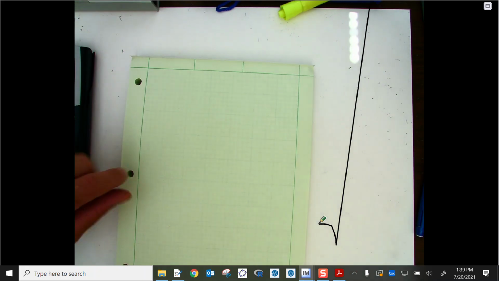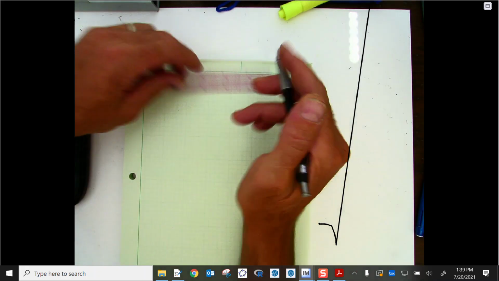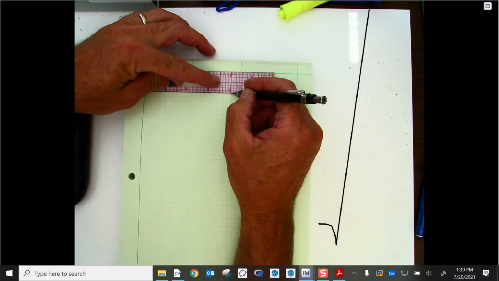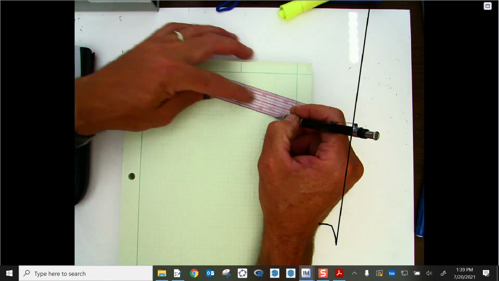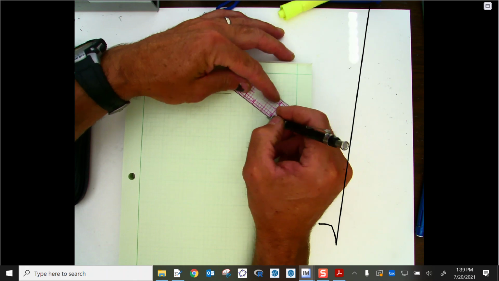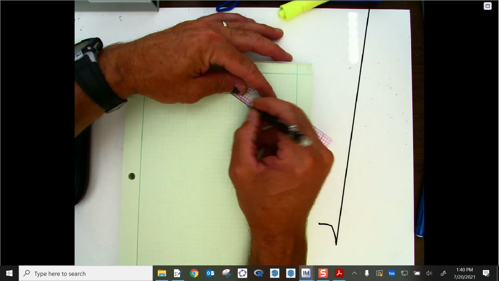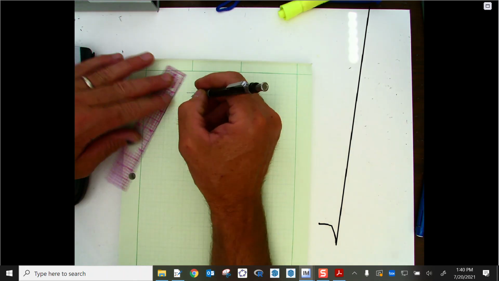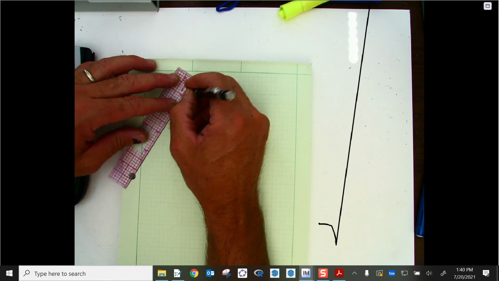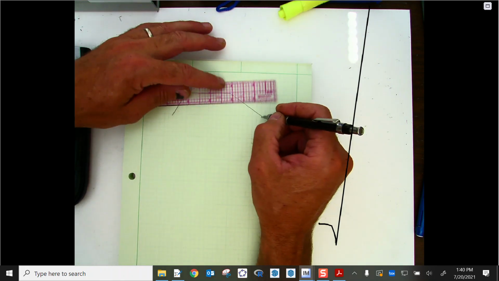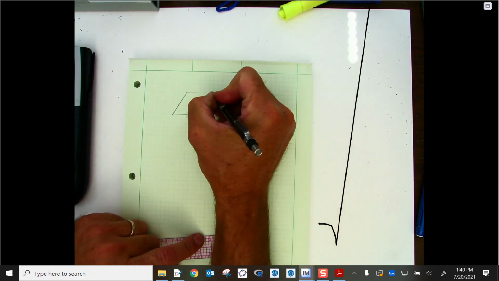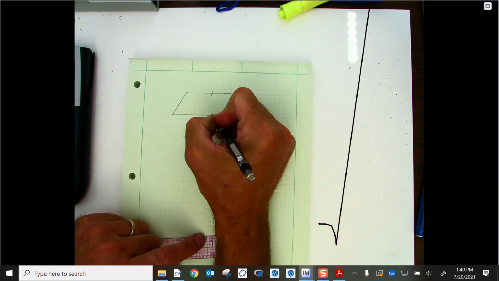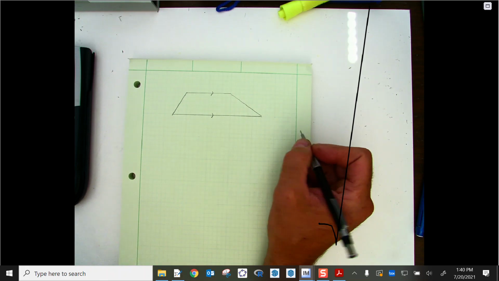So if we draw a general trapezoid, something that looks like this. I don't want it to be an isosceles trapezoid. I don't want it to be the special case. I just want it to be a general trapezoid. There it is. We know that if it's a trapezoid, it has to have at least one pair of parallel sides.